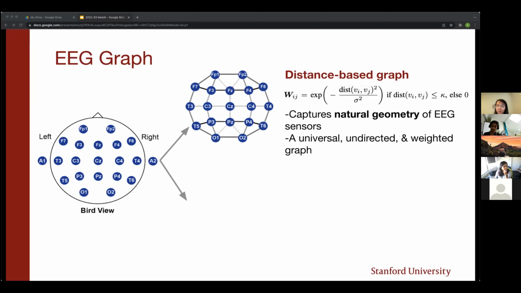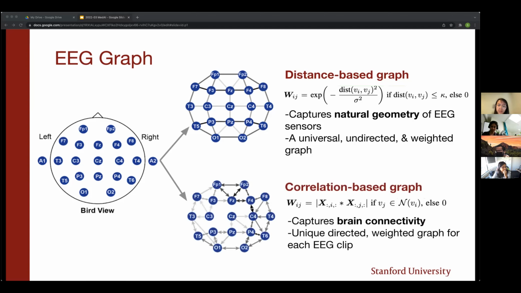And the edge weight between node I and J, denoted as Wij here, is based on the physical distance between electrodes I and J defined in the 10-20 standard system, using this thresholded Gaussian kernel. So this method captures the natural geometry of EEG sensors, and it results in a universal undirected weighted graph as shown here. In fact, this graph looks like the EEG montage used clinically. I believe it's called longitudinal bipolar and transverse bipolar EEG montage.